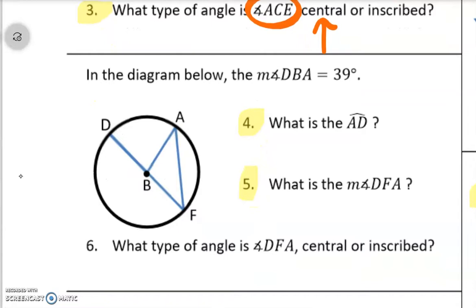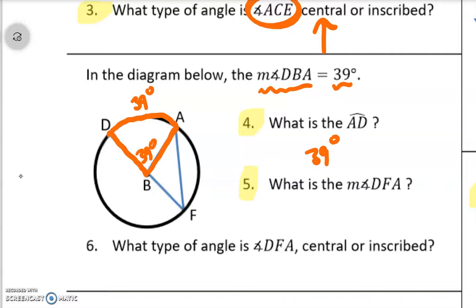Number 4, it says in the diagram below, the measurement of angle DBA is 39 degrees. So DBA, I'm going to go ahead and label that 39 degrees. What is arc AD? Well, here's arc AD right here, and here is the angle that intercepts that arc. That is a central angle, therefore the arc is the same measurement. So that is 39 degrees.